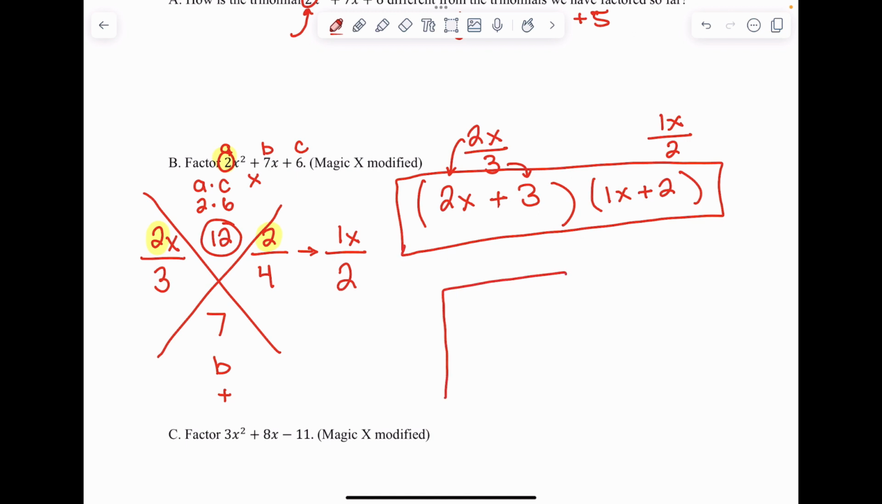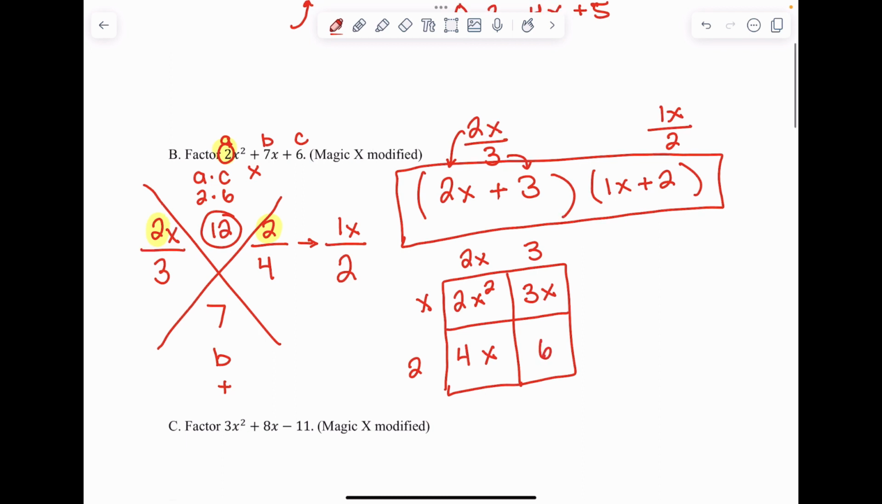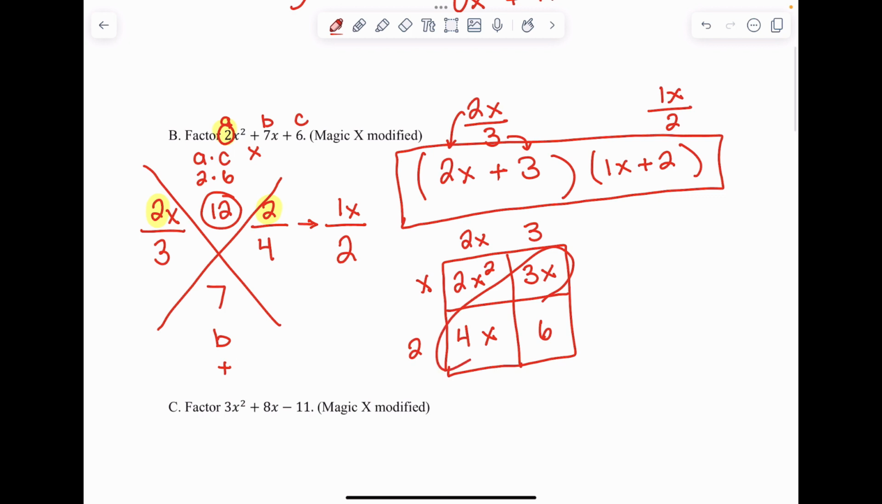If I were to do my magic box just to check, I have 2x and 3 and x and 2. 2x times x is 2x squared. x times 3 is 3x. 2x times 2 is 4x. And 2 times 3 is 6. 3x plus 4x will add up to 7x. And there I have my 2x squared plus 7x plus 6, which was my original polynomial.